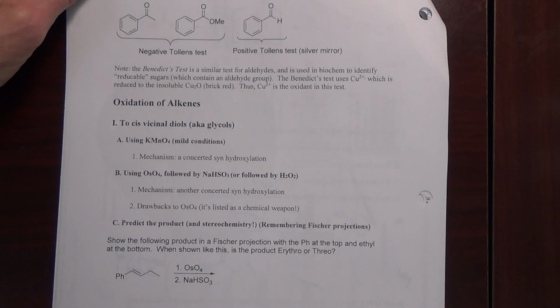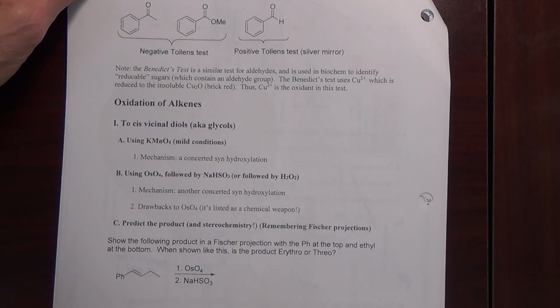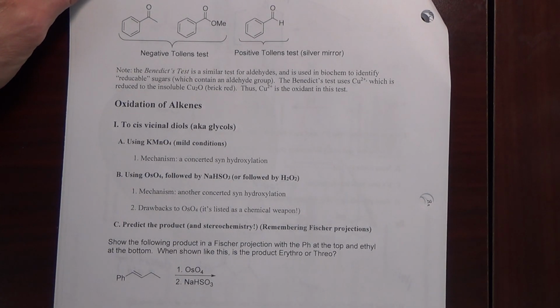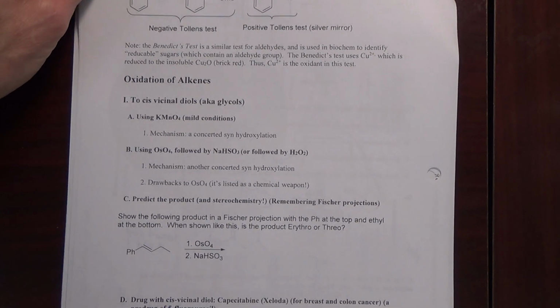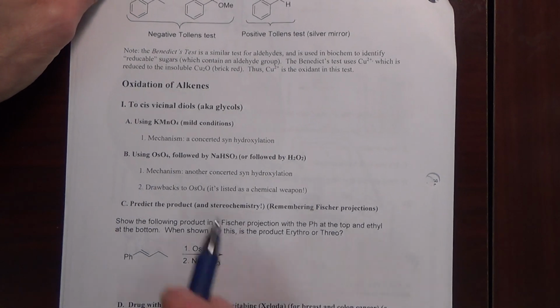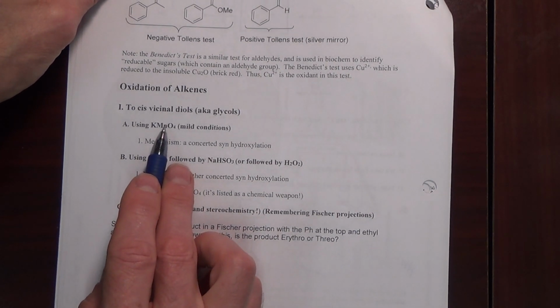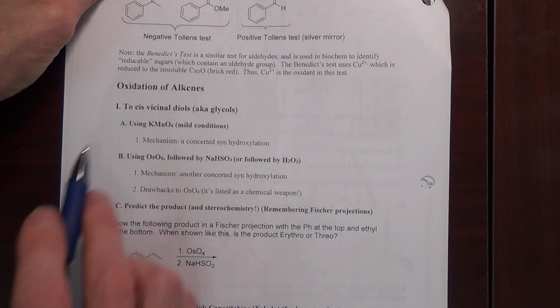In organic 1, we made vicinal dihalides by reacting an alkene with like Br2 or Cl2. And the two OH groups will be cis. We'll see that when we show structures. Okay. The first way to convert an alkene to a cis-vicinal diol is using potassium permanganate. Now we saw this as an oxidizing agent when oxidizing alcohols. It will also oxidize an alkene.